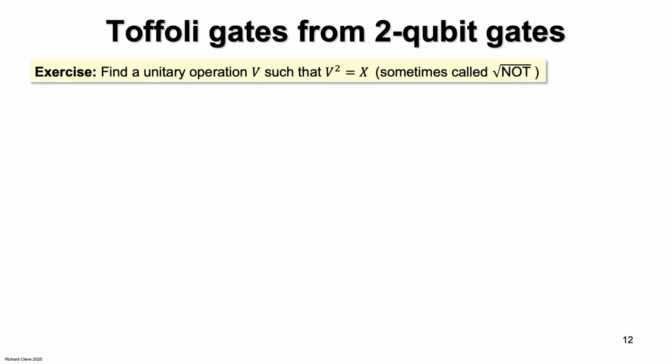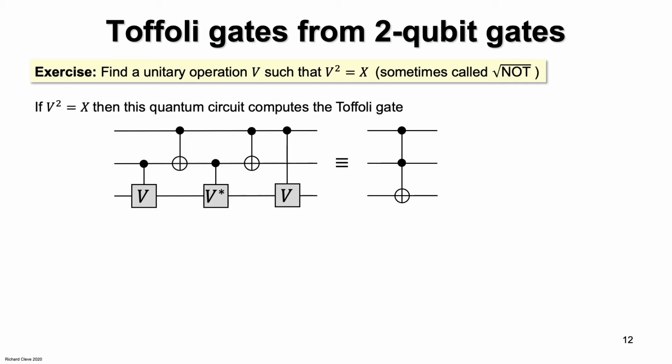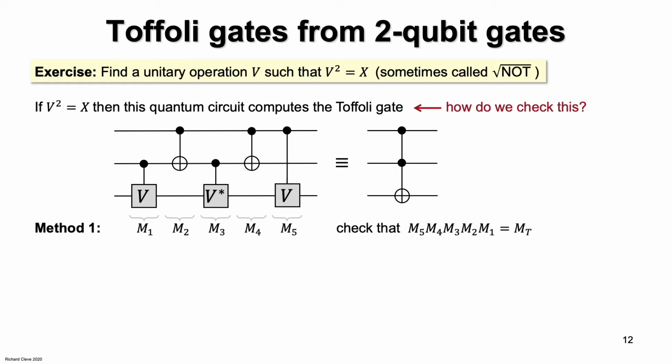Now, look at the following circuit consisting of 2 qubit gates. I claim that it computes the Toffoli gate. How can we verify this? Let's look at 2 possible approaches. The first approach has the advantage that it's completely mechanical. No creative idea is needed to carry it out. What you can do is work out the 8 by 8 matrix corresponding to each gate, and then multiply the matrices and see if the product is the matrix for the Toffoli gate.